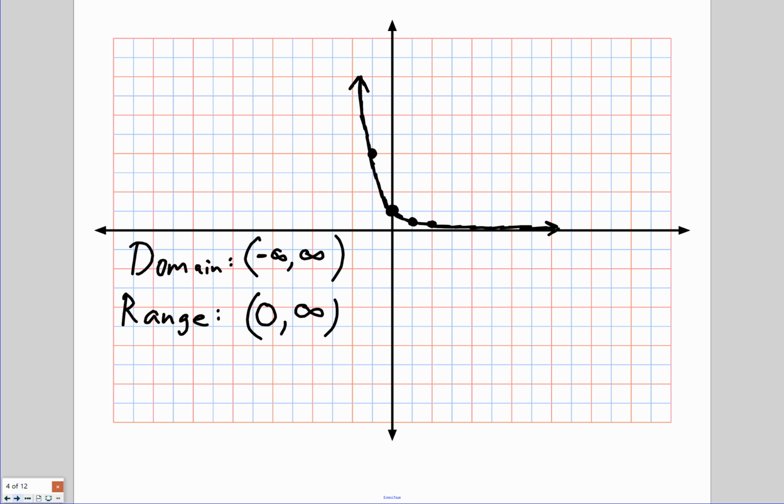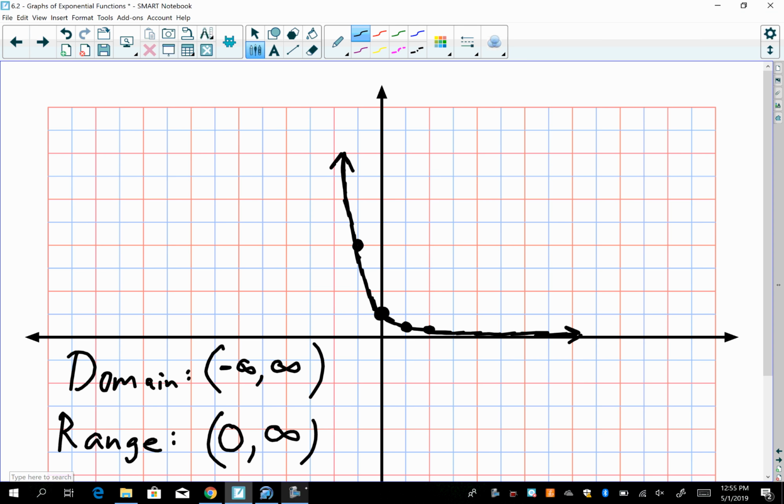Now the last thing, the horizontal asymptote. You just said it, Lexi. Y equals 0 is correct. We never touch 0, so y equals 0 is the horizontal asymptote. Are you going to have any vertical ones? We're not going to have any vertical ones. Good question. Any questions on graphing and then looking at domain, range, and the asymptote?